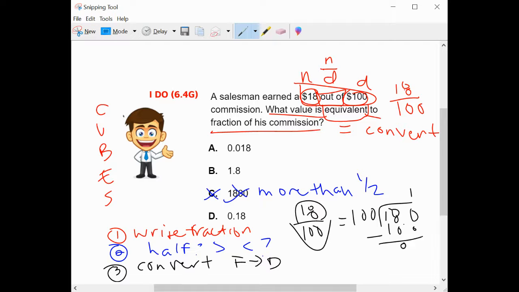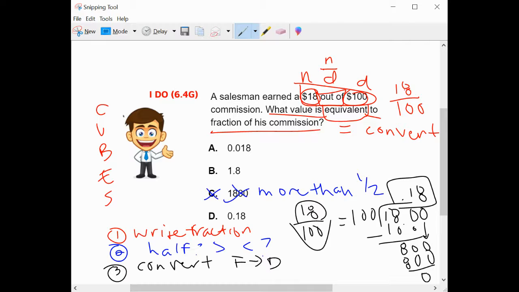180 minus 100 gives me 80. What do I do now that I don't have any more zeros? I can add a 0 to the end and drop it down. 100 goes into 800 8 times, so I write it on top. 800 minus 800 is 0. I get 0 left over, which means 0.18 is my answer, 0.18 or 18 hundredths.